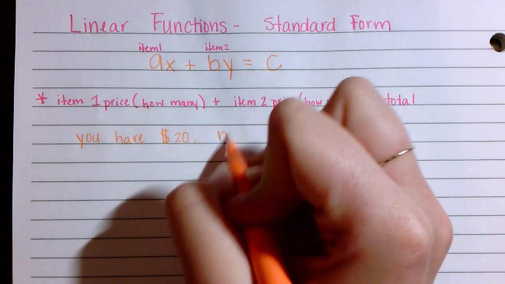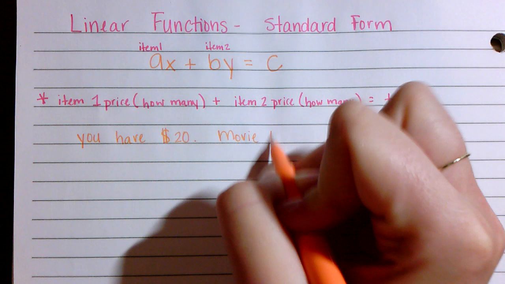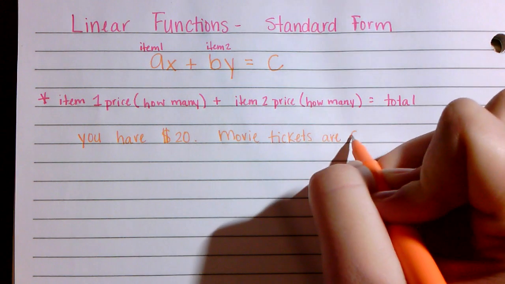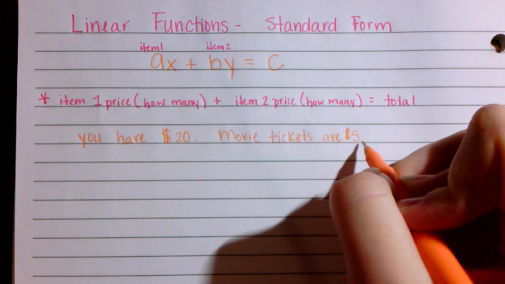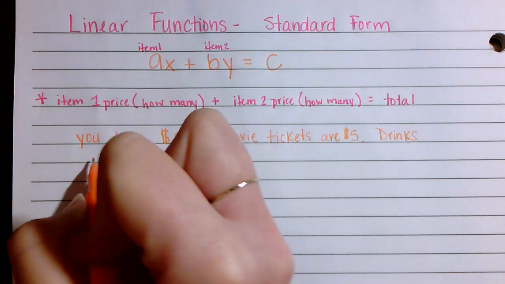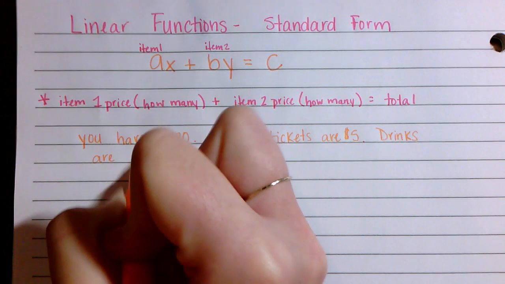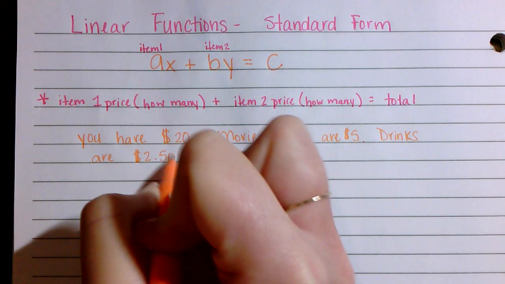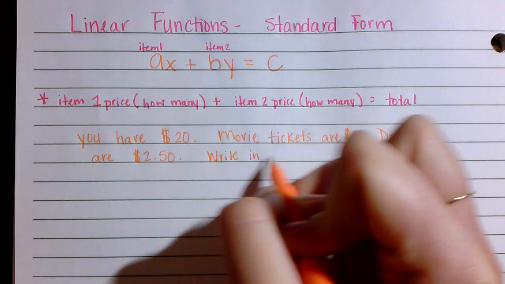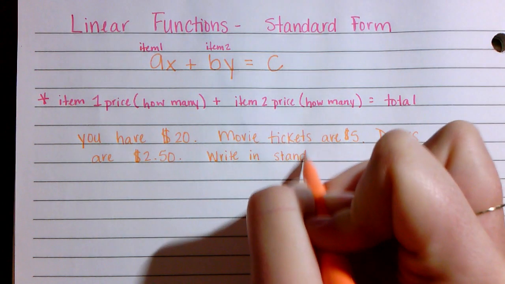You have $20. Movie tickets are $5. Drinks are $2.50. Write in standard form.